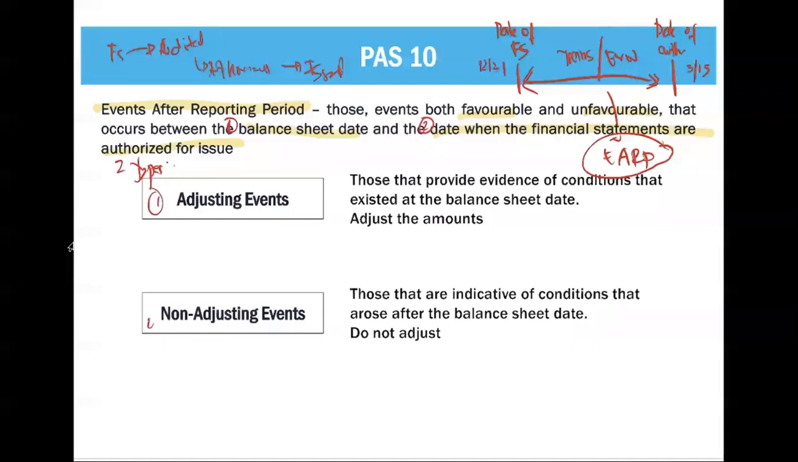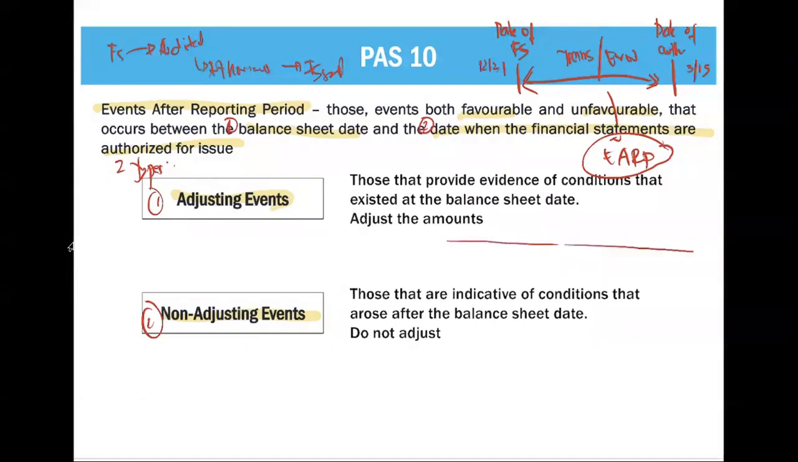So what are those two types? First, we have your adjusting events. Next, we have your non-adjusting events. So what is the difference between an adjusting event and a non-adjusting event? First, we go with your adjusting events. Those provide evidence of conditions that existed at the balance sheet date. So what happens here is it exists already.